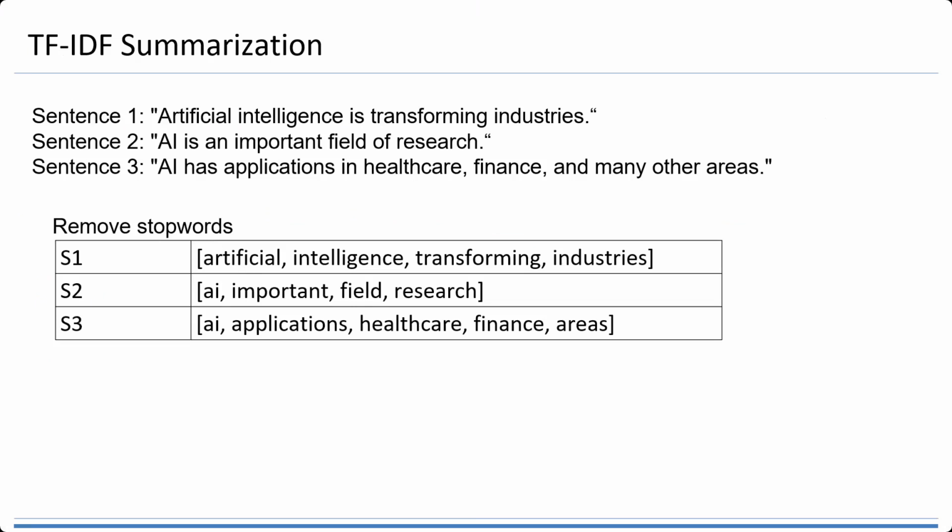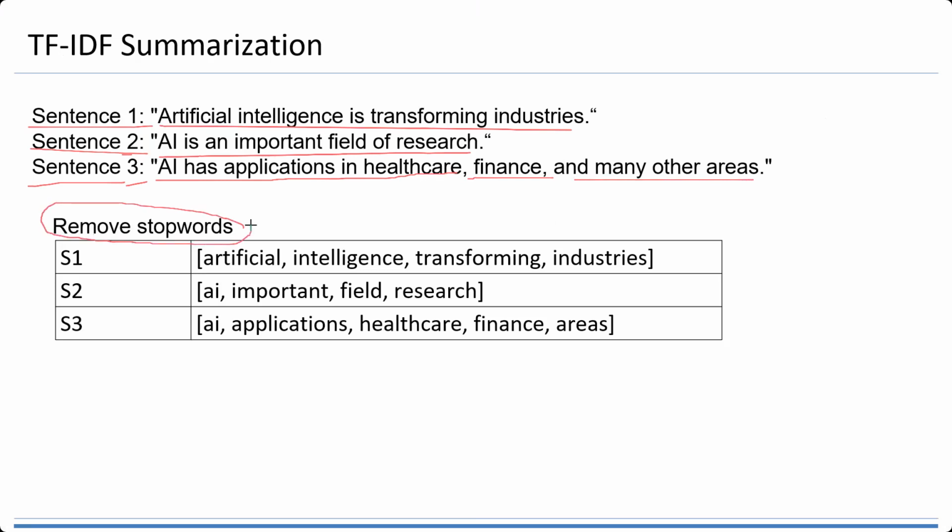You already know the TF-IDF. We have 3 sentences. Sentence 1: artificial intelligence is transforming industries. Sentence 2: AI is an important field of research. And sentence 3: AI has application in healthcare, finance, and many other areas.